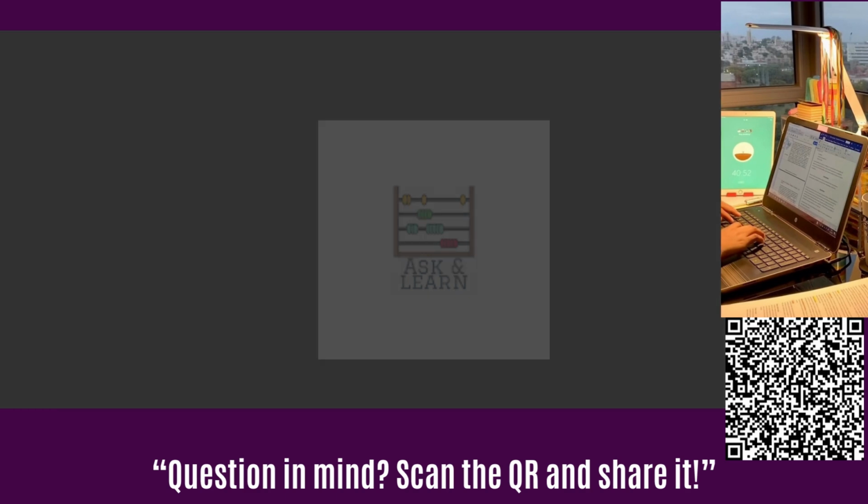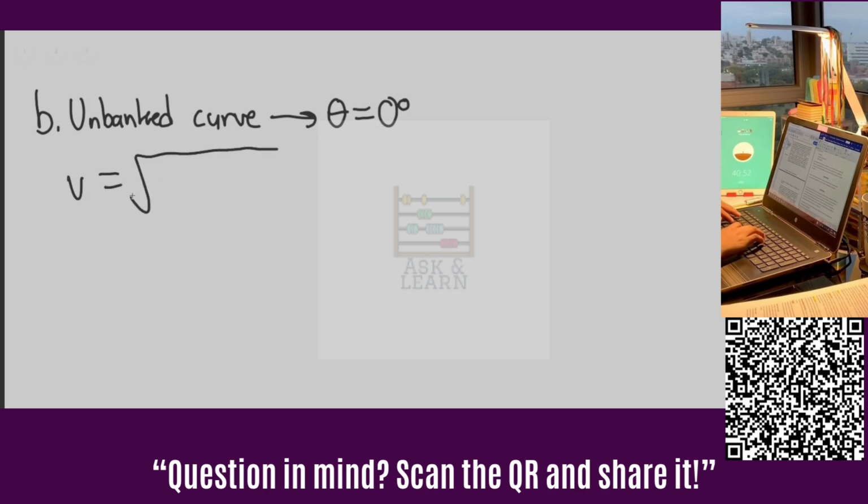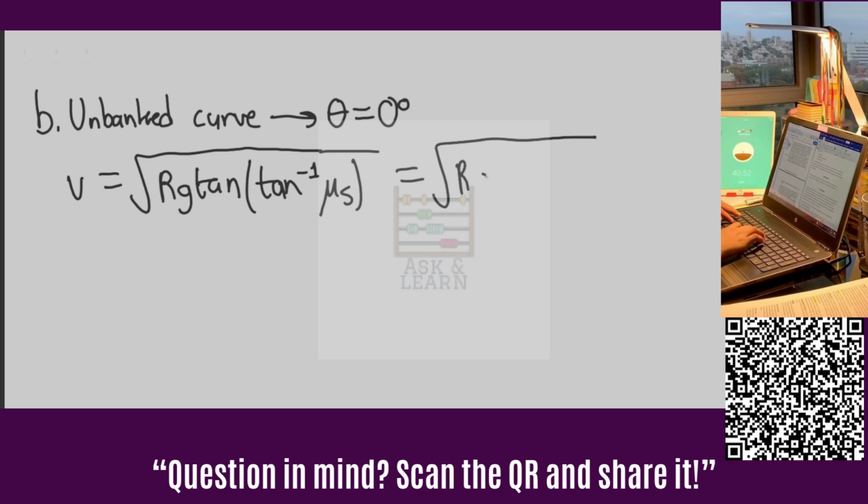However, for part B, now we're going to analyze an unbanked curve. However, the relationship still stays the same. For an unbanked curve, theta equals 0 degrees. So we can say that v then equals the square root of rg tangent of arctan of the coefficient of static friction. This is simply equal to the square root of rg times the coefficient of static friction.